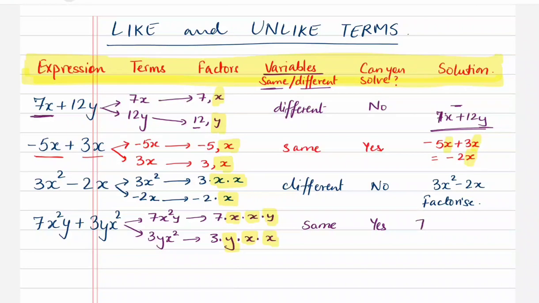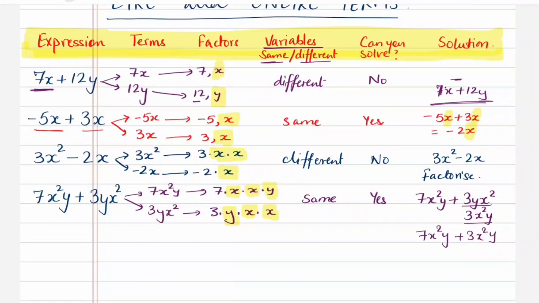So now this is going to be 7x squared y plus 3yx squared. Yx squared can be written as 3x squared y, right? They are the same thing. So 7x squared y plus 3x squared y is equal to 10x squared y. And that is your answer. So the variable always remains the same. You only add or subtract the numbers. So in this case, it is 10x squared y. Right? All right. I hope this makes sense.